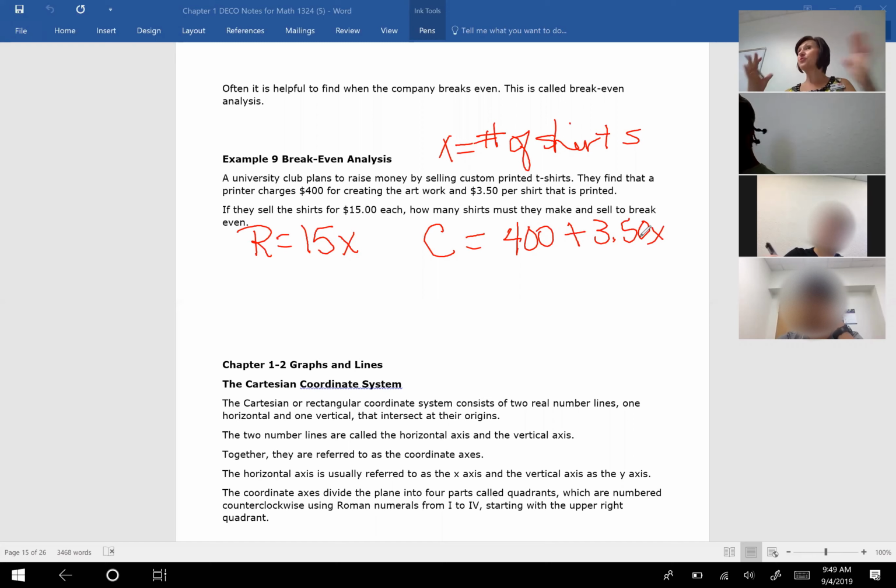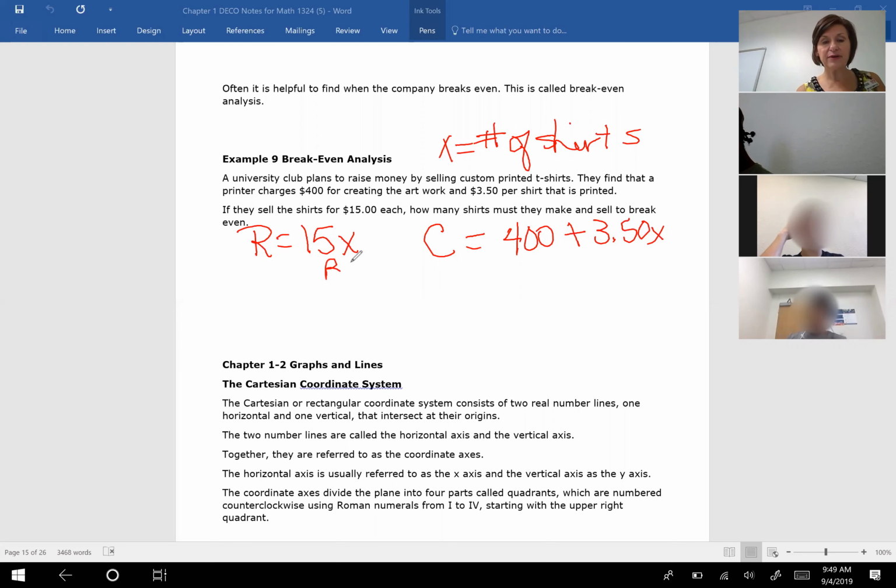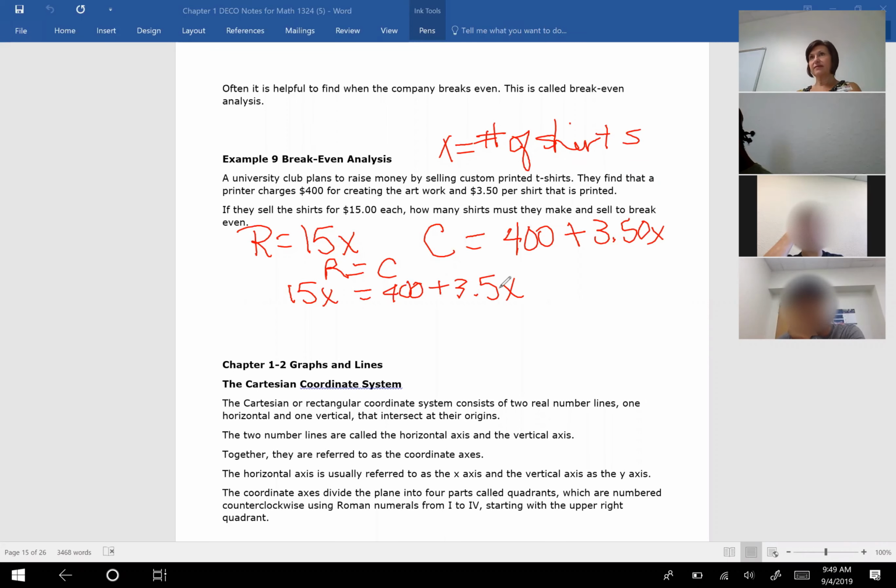Break even occurs when what's true between revenue and cost? They're equal. So I'm going to set revenue equal to cost, which means 15x is going to equal 400 plus 3.5x. Okay. So what would we do now to solve this? Because I need to know how many shirts I'd have to sell to break even.